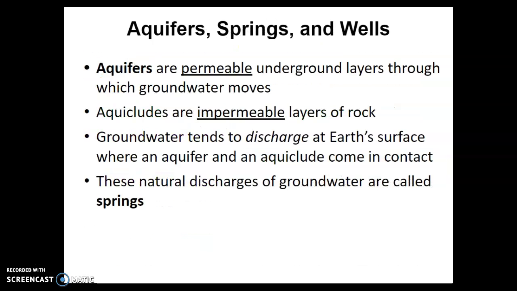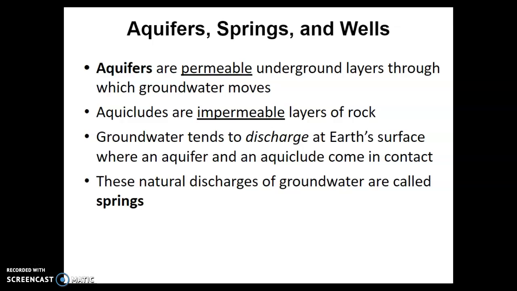So we need to know about aquifers, springs, and wells. So aquifers are permeable underground layers through which groundwater moves. Okay, so again, the zone of saturation. An aquiclude is an impermeable layer of rock. Remember, impermeable means that water cannot pass through it. So the pore spaces are so tight that the water can't go through.